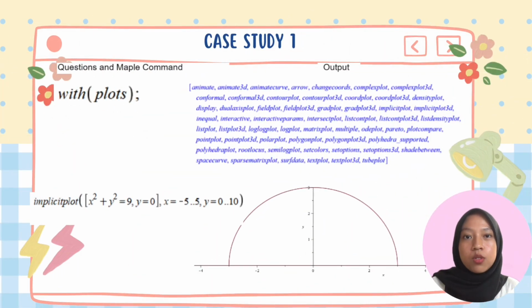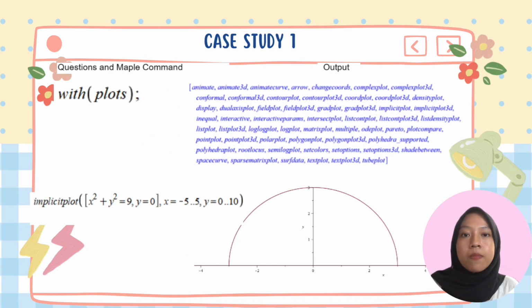After that, we use the command with(plots). This is used for creating 2D and 3D plots in Maple. Next, the Maple command implicitplot x squared plus y squared equal to 9, y equal to 0, x equal to negative 5 to 5, y equal to 0 to 10. It plots the curve defined by the equation x squared plus y squared equal to 9 and y equal to 0 with the specific range for x and y.